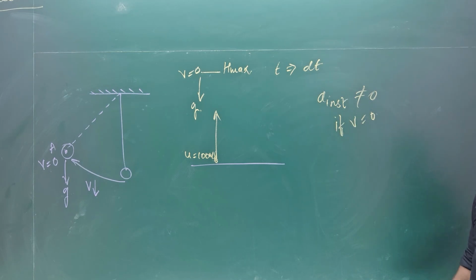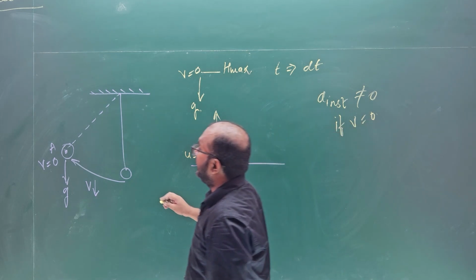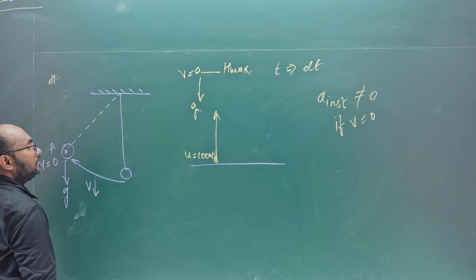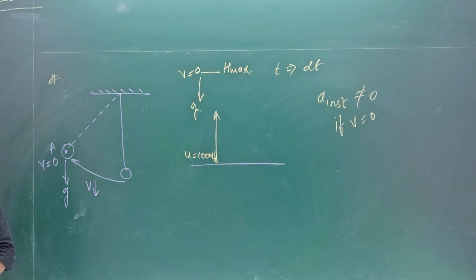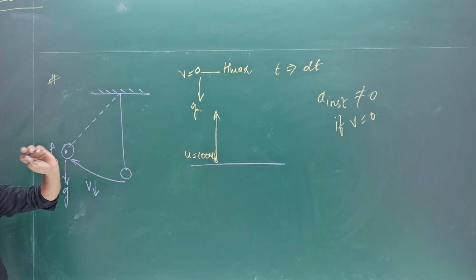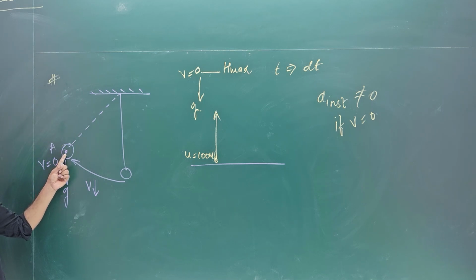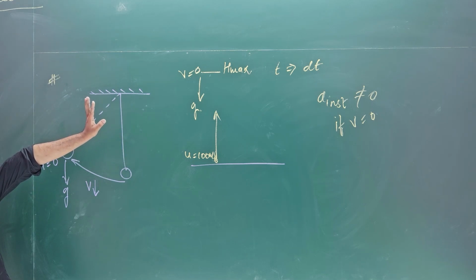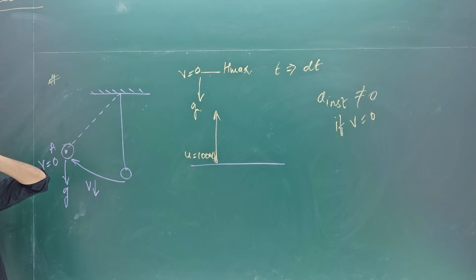Can I say that? Here are the two best examples to understand this. Okay, so write a point here. Instantaneous acceleration is not equal to 0 if the instantaneous velocity at this point, for a very short time, is 0. So whenever we are talking about instant time, if velocity is 0, acceleration is not equal to 0.